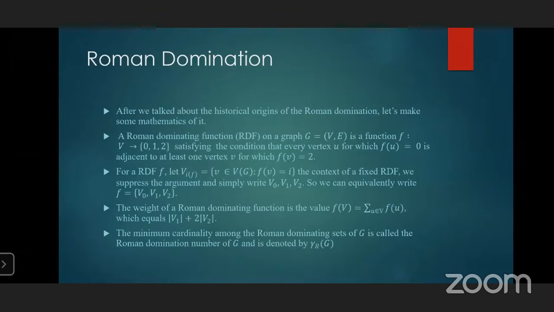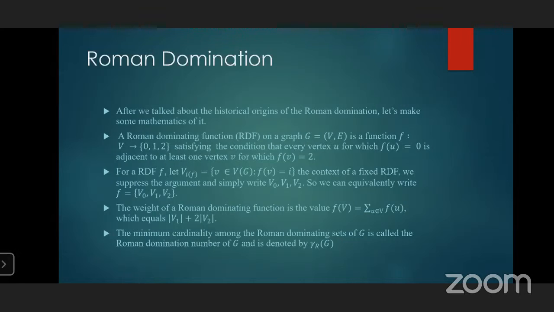Now, let's make some mathematics of it. A Roman dominating function, RDF for short, on a graph G is a function f from V to the set {0, 1, 2}, satisfying the condition that every vertex u for which f(u) equals 0 is adjacent to at least one vertex v for which f(v) equals 2. For an RDF, we suppress the argument and simply write V0, V1, V2. So we can equivalently write f like this.